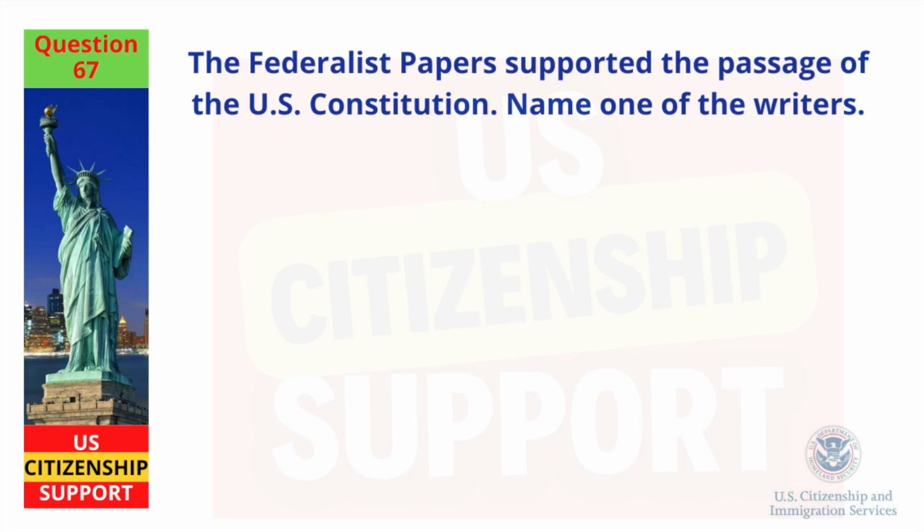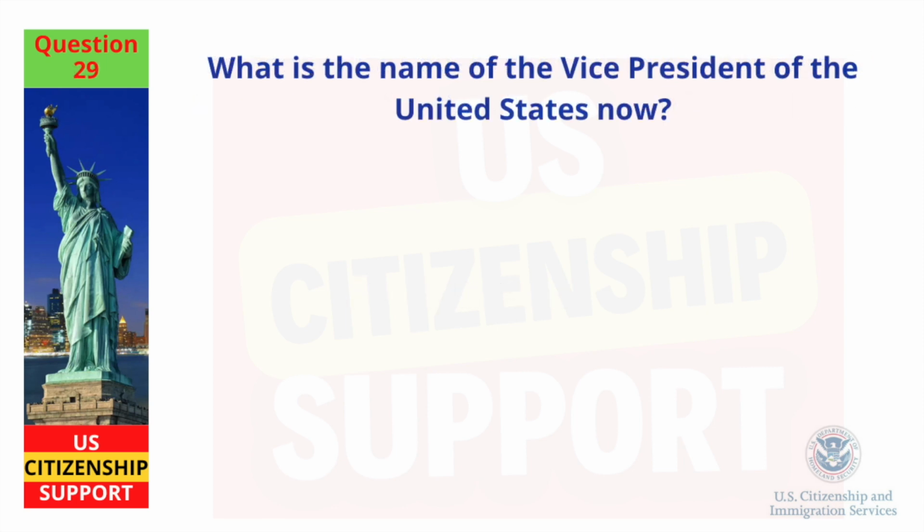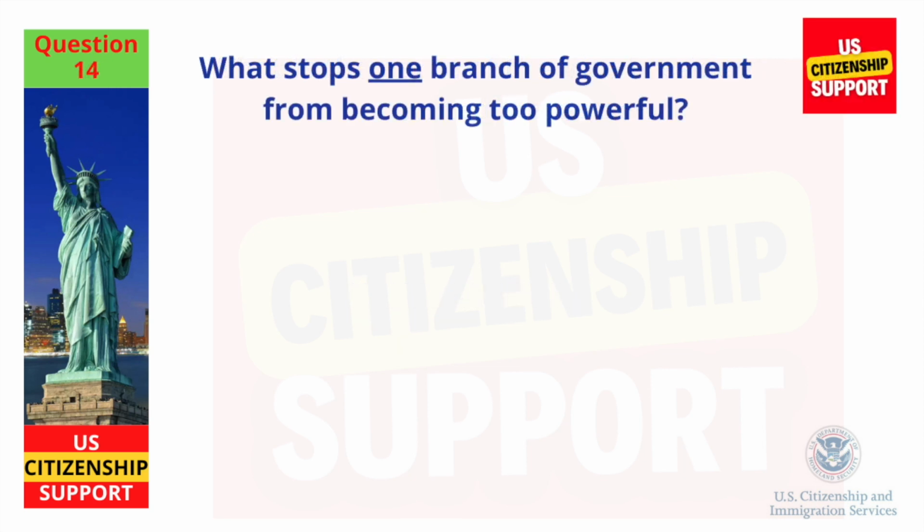The Federalist Papers supported the passage of the US Constitution. Name one of the writers. James Madison. What is the name of the Vice President of the United States now? Kamala Harris. What stops one branch of government from becoming too powerful? Checks and balances.